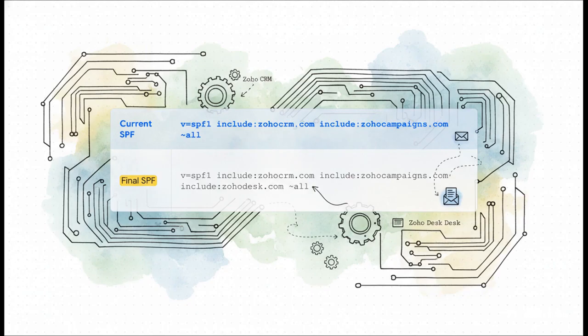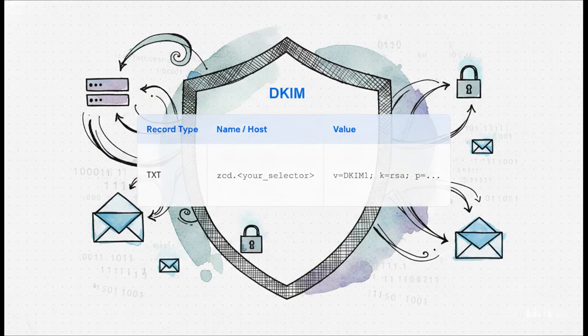Now this one simple record tells the world that CRM, Campaigns, and Desk are all allowed to send emails for you. It's all nice and tidy. Now for the DKIMs. It's the same old story. Zoho Desk will give you the unique host and value for the first one. You just create a new TXT record, copy-paste, and you're good to go.